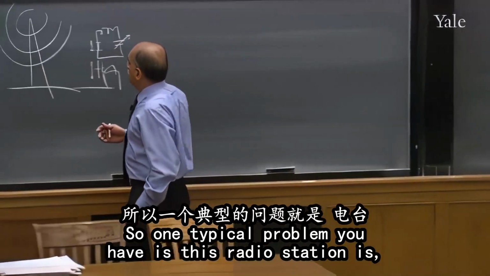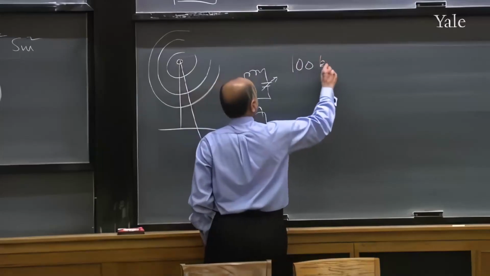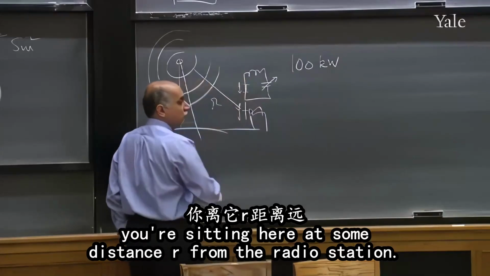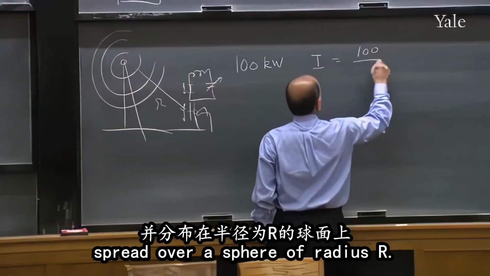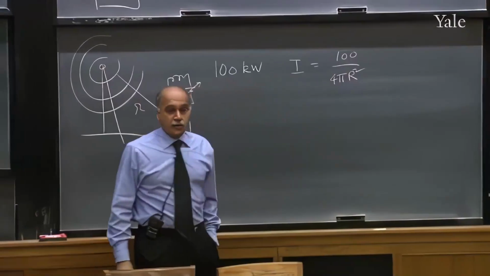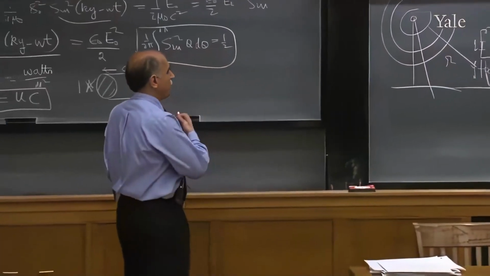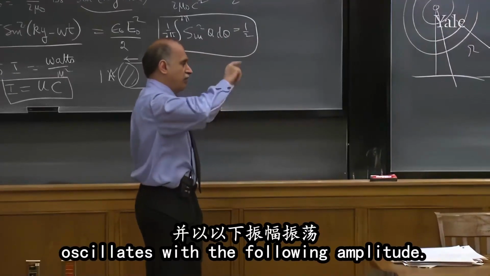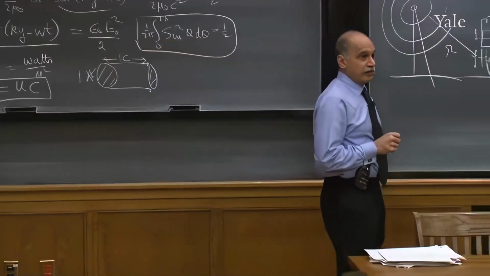So one typical problem you have is this radio station is at, say, 100 kilowatts. And you are sitting here some distance r from the radio station. Then the intensity in your house will be 100 kilowatts spread over a sphere of radius r. So that will be your intensity. Then you can go from the intensity and translate it to an electric field and say the electric field produced by the radio station oscillates with the falling amplitude. I got to build a circuit that's smart enough to pick up that tiny field.